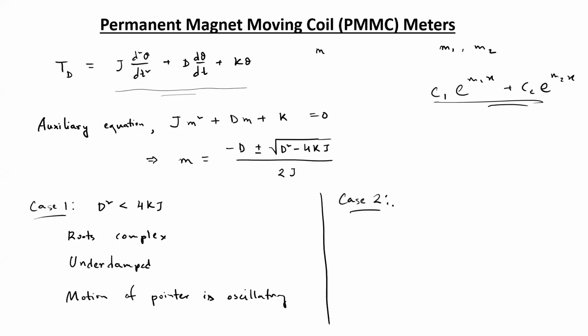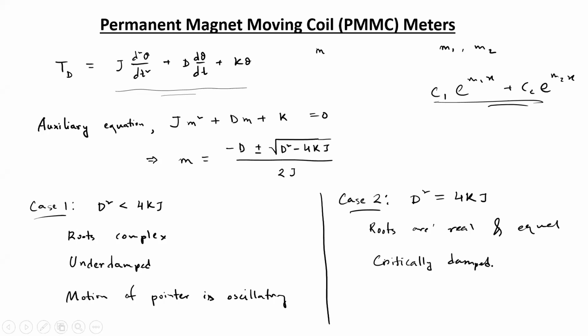Now if case 2 is considered, what would happen if D square is equal to 4 into K into J. Then in this case the roots are going to be real and equal, and if this particular condition arises, then your system would be critically damped. And if it is critically damped, then the system will gradually reach the steady state point, and the system can be termed a non-oscillatory system.